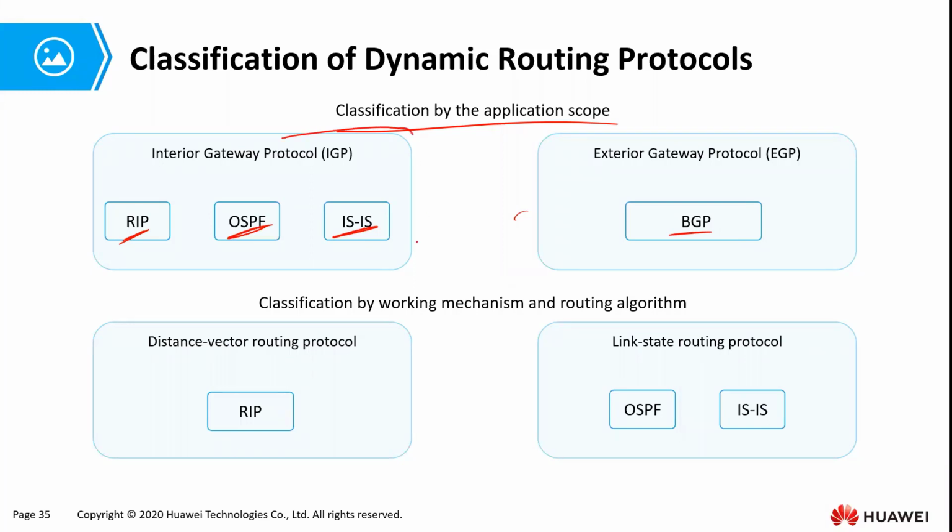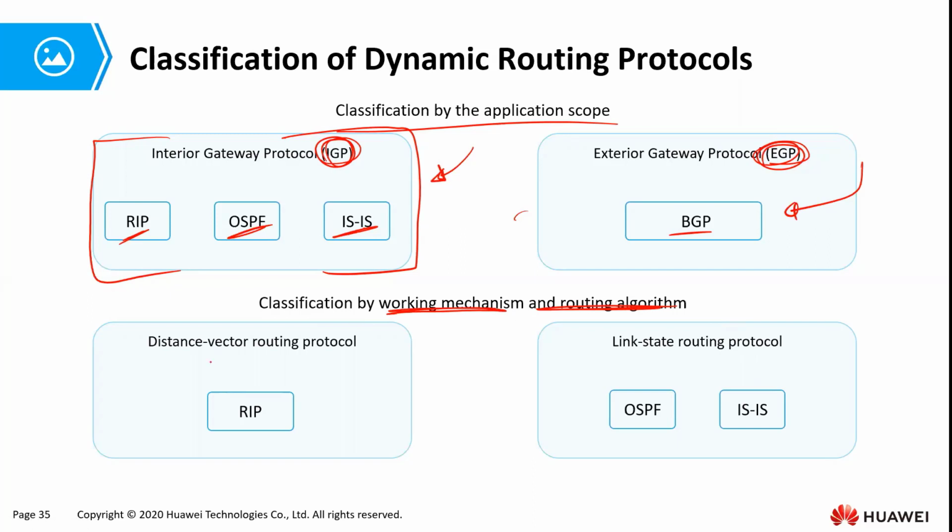These 3 work internally to an autonomous system, a system of layer 3 devices under one administrative control. This one is the one that connects different systems, different administrative controls. It is an exterior gateway protocol. These ones are all interior gateway protocols within the same system. And then we can even classify them by the working mechanism or working algorithm. Here we have what we call distance vector, or RIP, Routing Information Protocol. It uses distance.